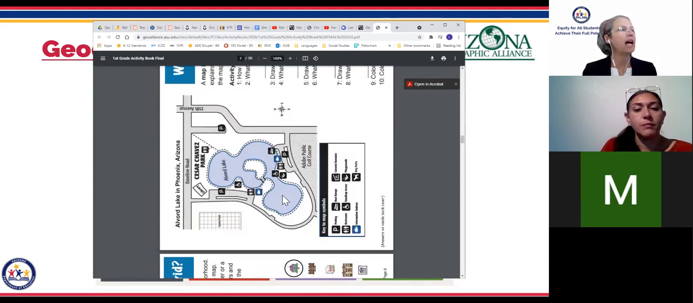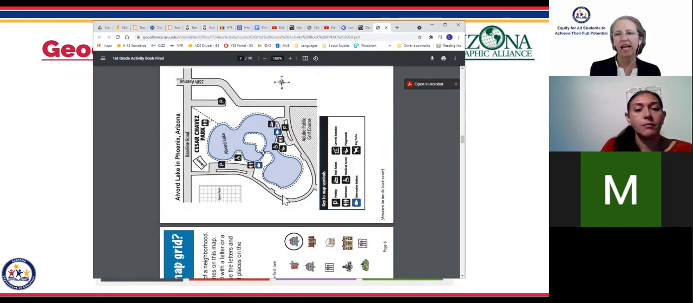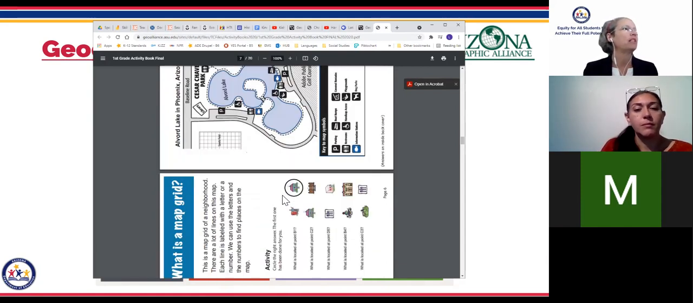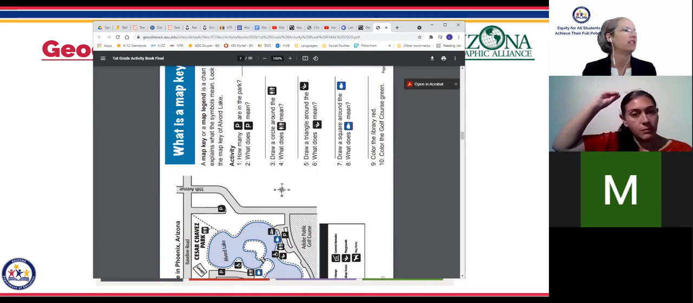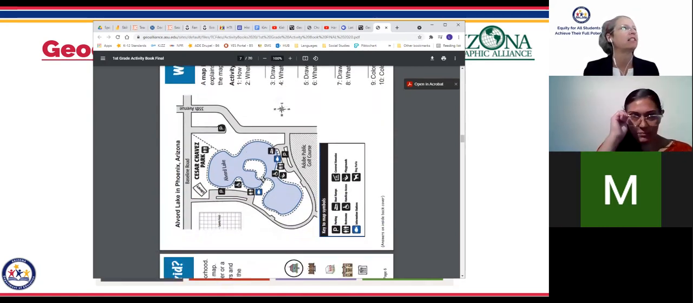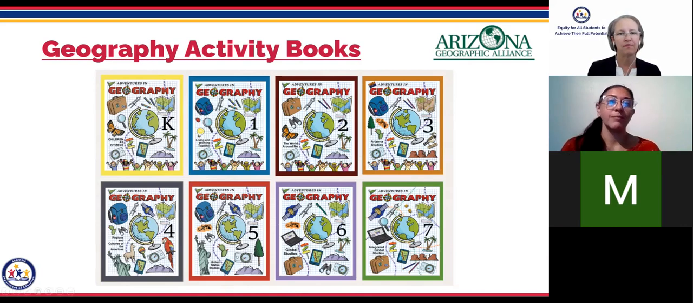So as you're looking at where we are covering, okay, we've done a lot of history, we've done a lot of civics, but maybe we need to add some more geography in. This is a great place to do it. And here's Cesar Chavez Park even, right? Because he's got that tie to Arizona. So that is what I wanted to show you from the geography.